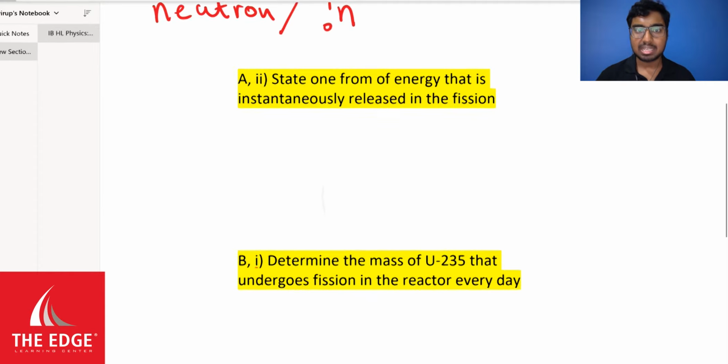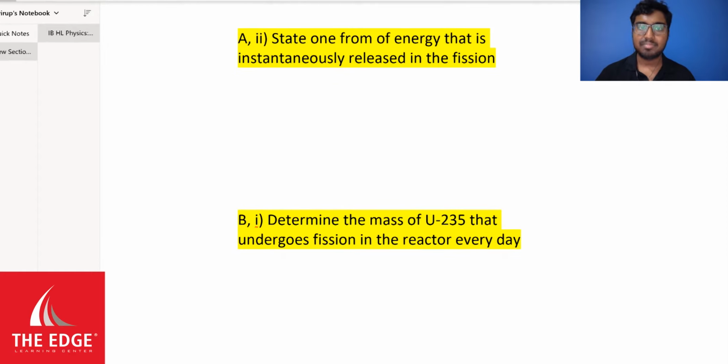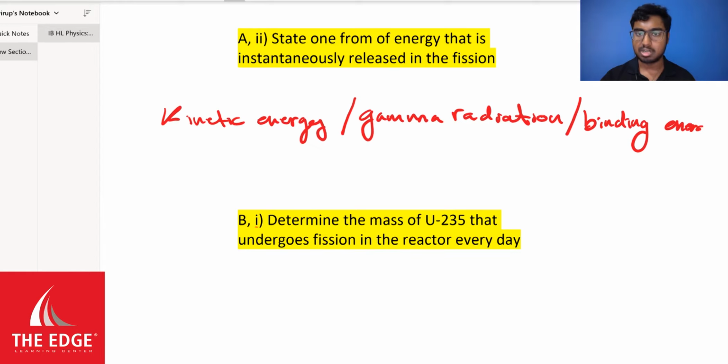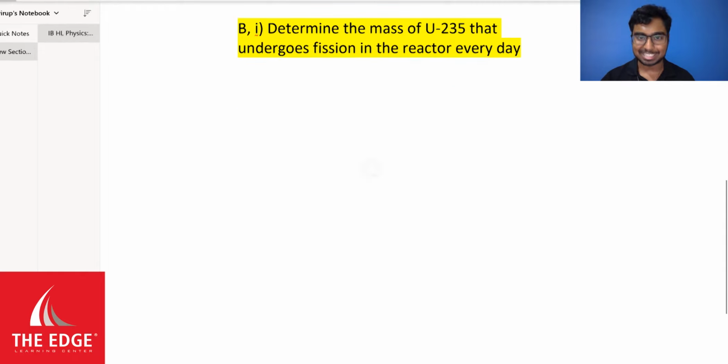Question A(ii) asks, state one form of energy that is instantaneously released in the reaction. So there are multiple correct answers here. You can use kinetic energy, because as the particles get energized, they move faster. Or you can use gamma radiation, because radiation is released, and gamma, which falls under the EM spectrum, is comprised of small pockets of energy called photons. And lastly, you can use binding energy, which forms the heart of all nuclear science, using Einstein's famous equation E equals mc squared.